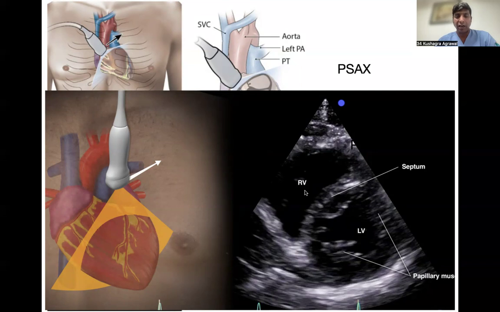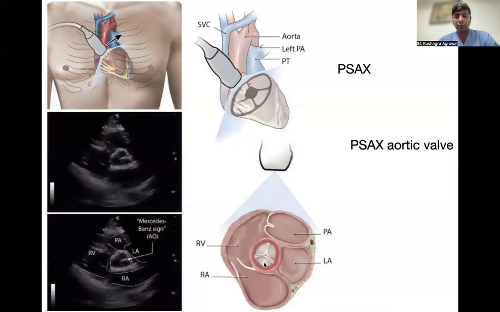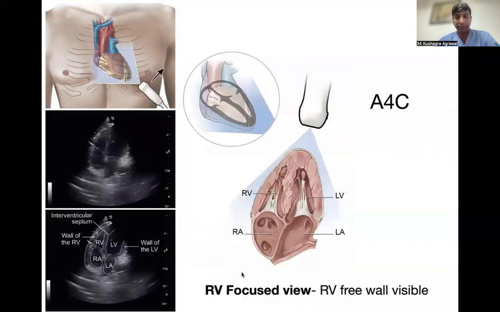But for RV assessment, we need an extended window, which is the aortic valve view. In this view, this is the left ventricle, this is the Mercedes-Benz-like aortic valve, and we can visualize the right atrium, right ventricle, and pulmonary artery in a single window. This window is required to assess pulmonary artery acceleration time, RVOT diameter, and functions of the tricuspid valve.